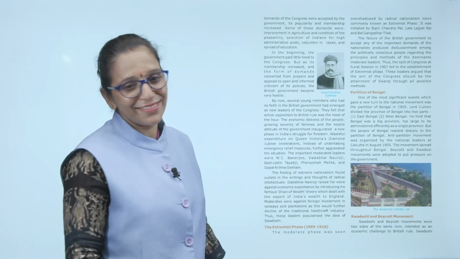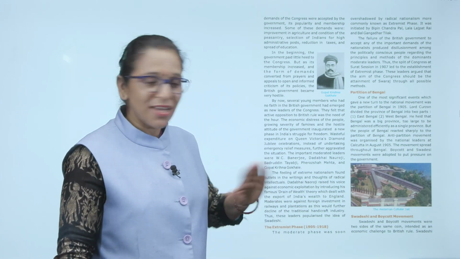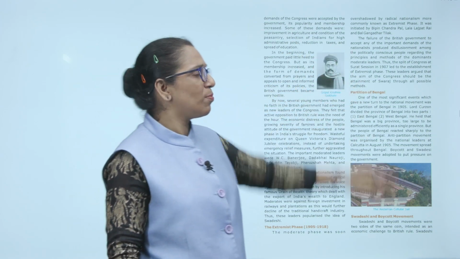Now what happened? Britishers are doing nothing. So what do we have to do? We have to ask people, please purchase only and only Indian goods. Swadeshi. The extremist phase started in 1905 and lasted until 1918. The moderate phase was soon overshadowed by the radical nationalists.